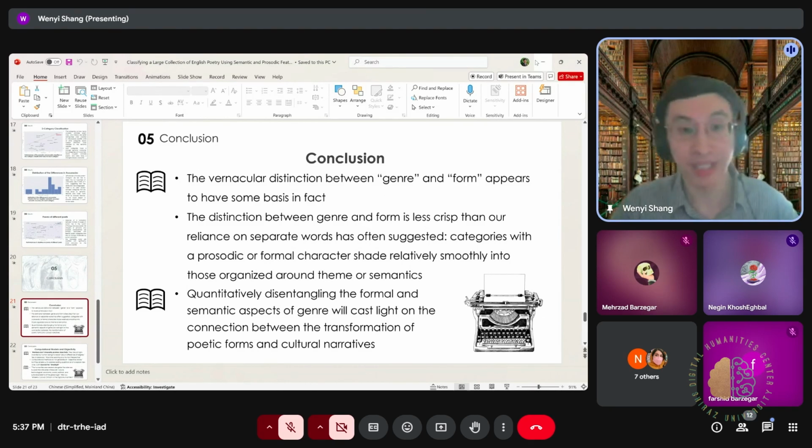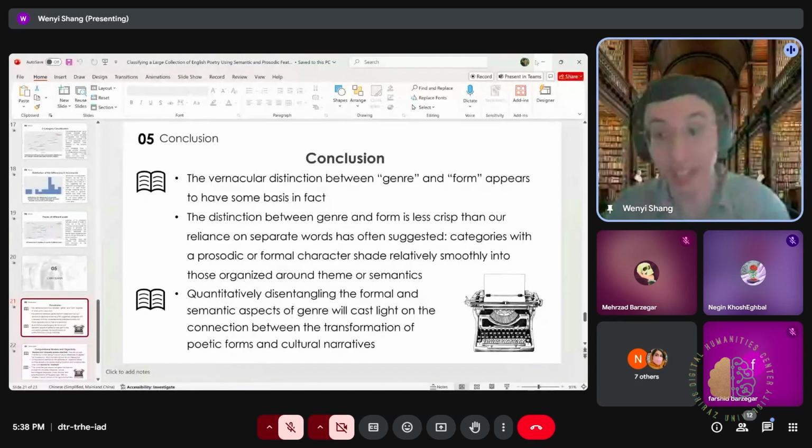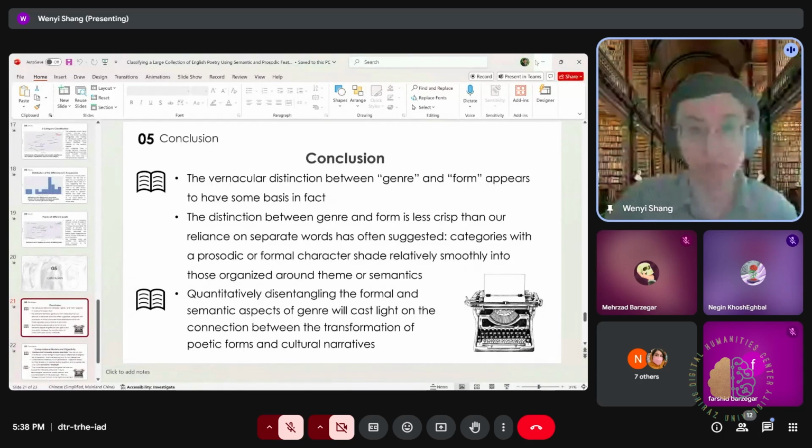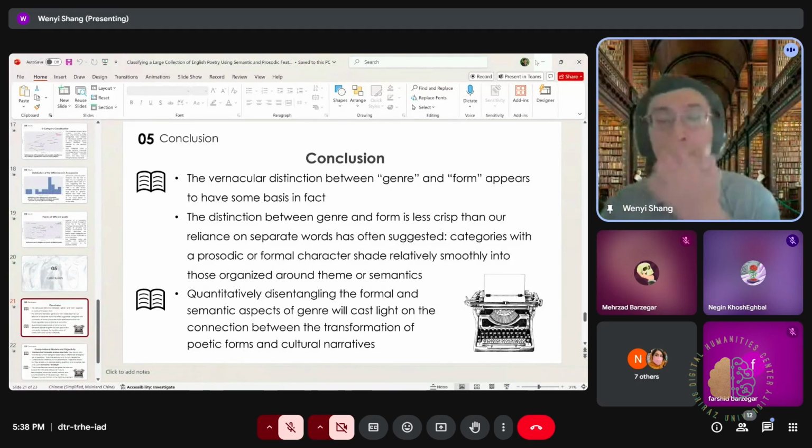So this project represents a step towards quantitatively disentangling the formal and semantic aspects of genre. We hope that it will cast light on the connection between the transformation of poetic forms and cultural narratives. We hope it could shed light on disentangling semantic and prosodic features and could help us better understand the forms, the genres, the categories as different ways of defining poetic categories.